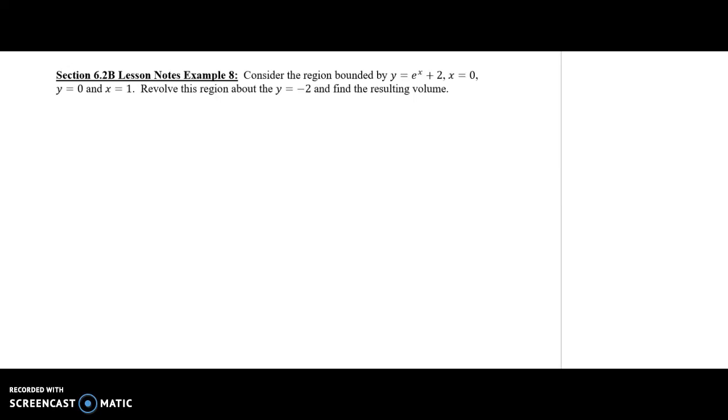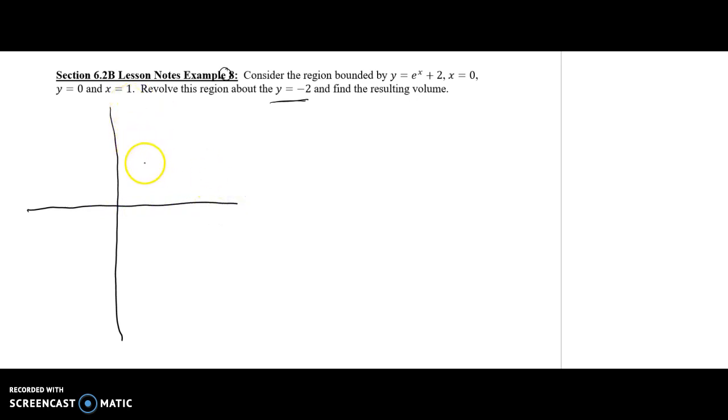Hello 152 students. I've created an example 8 from section 6.2b lesson notes, and you will notice that this is the same region that we had in example 7, except this problem is now revolved around the axis y equals -2. So what I'm going to do is draw the region again.